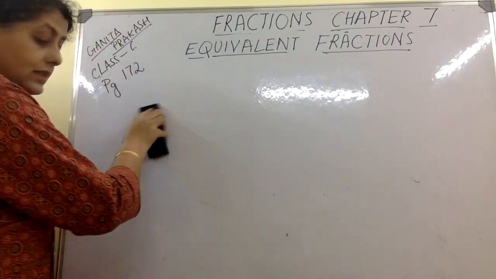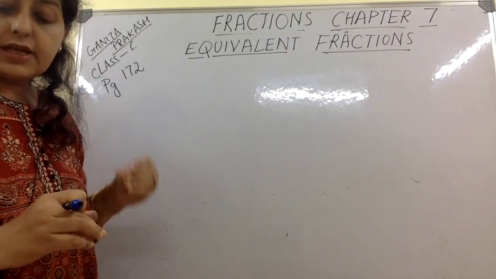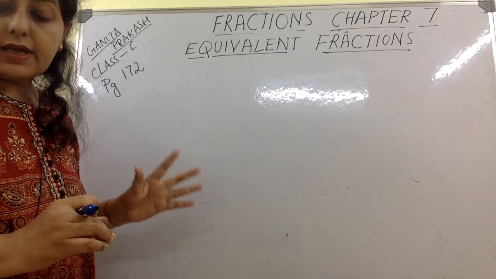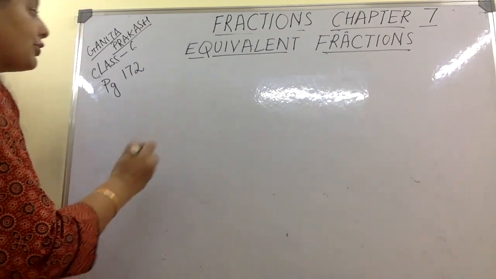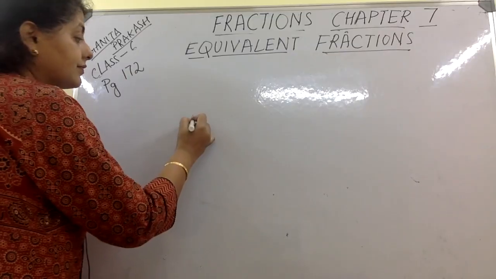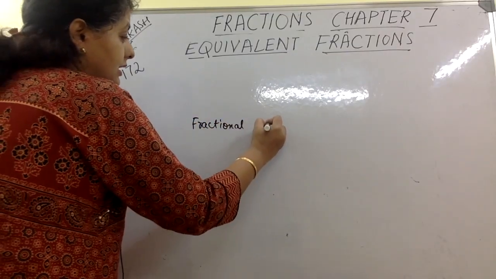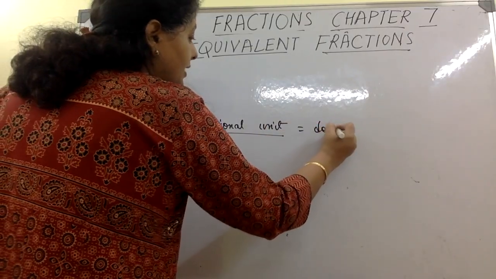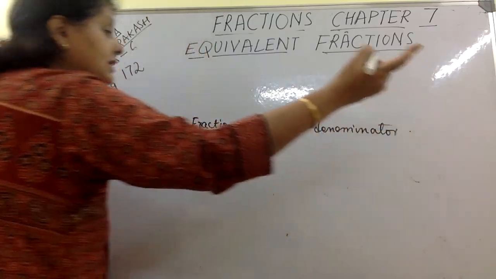Now you know what they are saying here. There is a question: find given pairs of fractions such that the fractional units are the same. Fractional unit is nothing but the unit that they are using. This word is nothing but the denominator. So the denominators are the same.